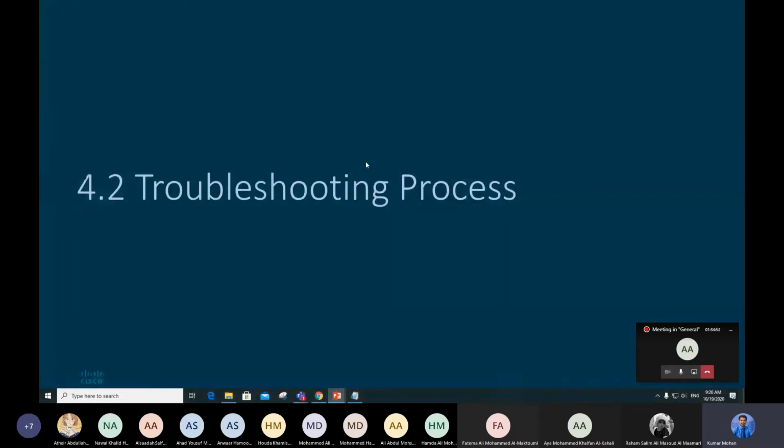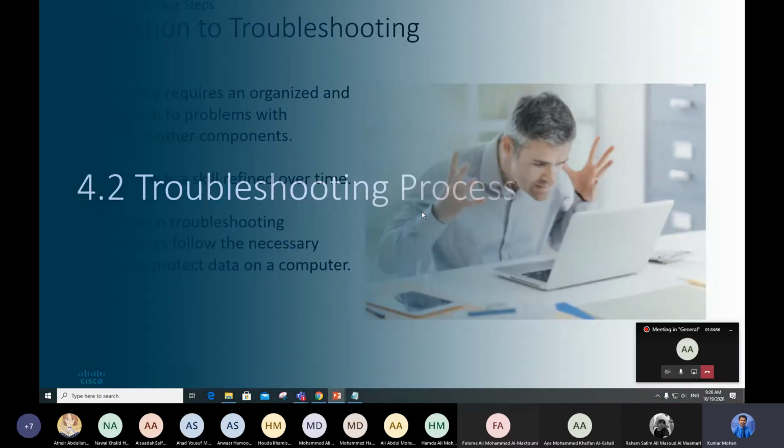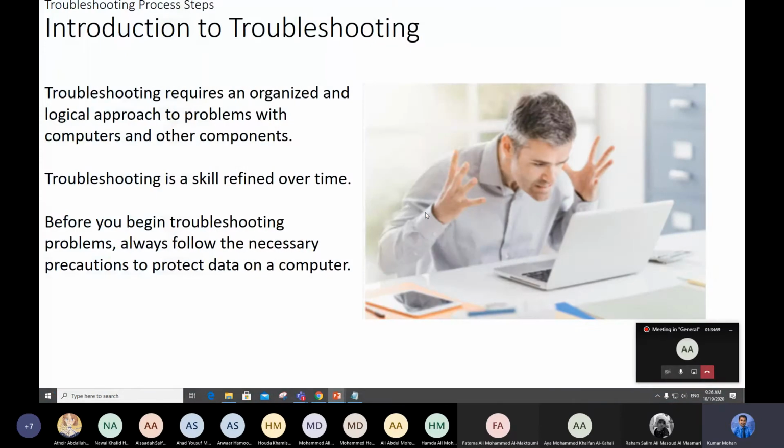Next one is the troubleshooting process. What is this troubleshooting process? As I told you, if you have any problem, the steps you need to take to solve that problem are called the troubleshooting process. Troubleshooting requires an organized and logical approach to problems with computers and other components. Troubleshooting is a skill refined over time.